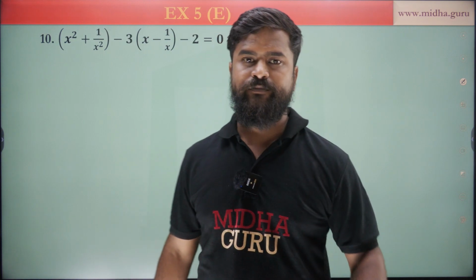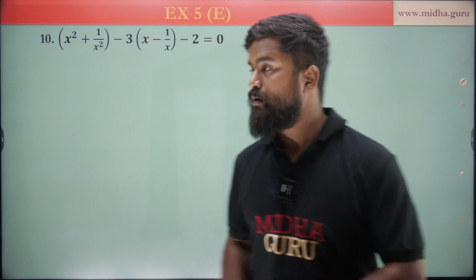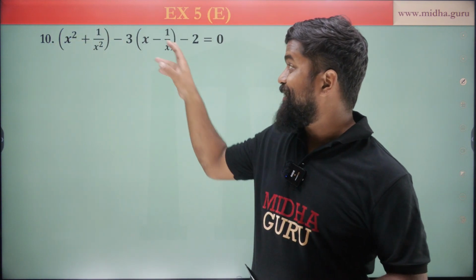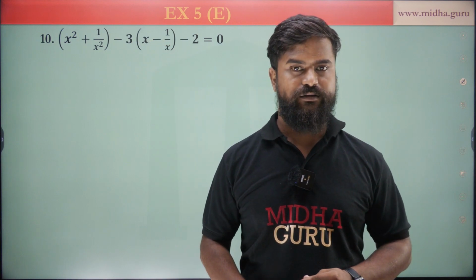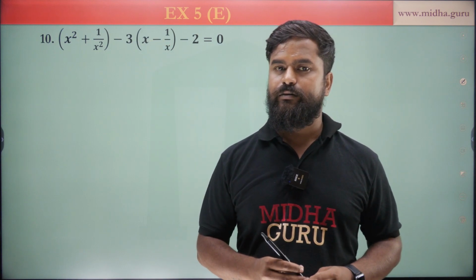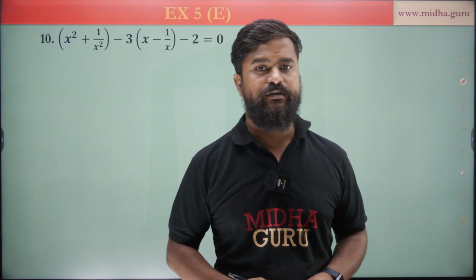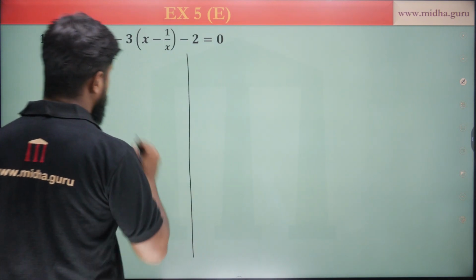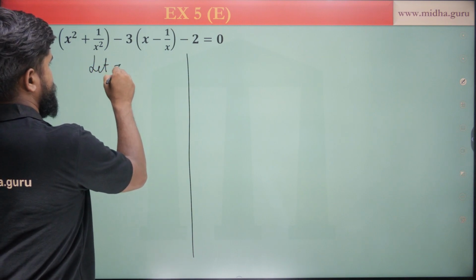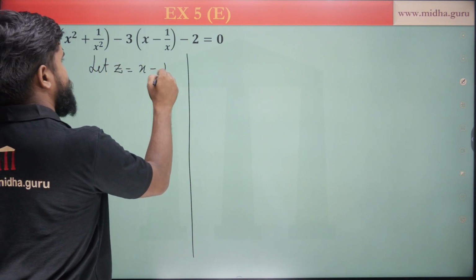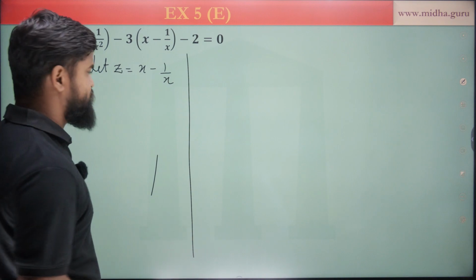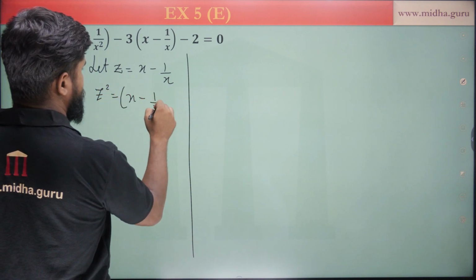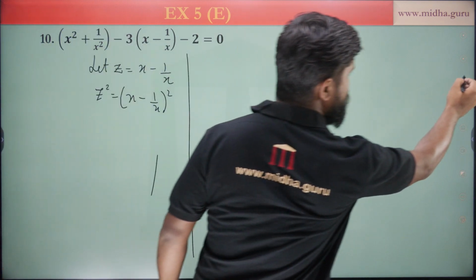Now the next problem is slightly different. Here we have x² plus 1 by x², which was just like the earlier two. Then we have x minus 1 by x. So you'll be in a dilemma. If we take y as x minus 1 by x, what will y² be? Let's see for ourselves. This time I want to take z as x minus 1 by x, just for a change. So the square of z will be (x minus 1 by x) whole squared.